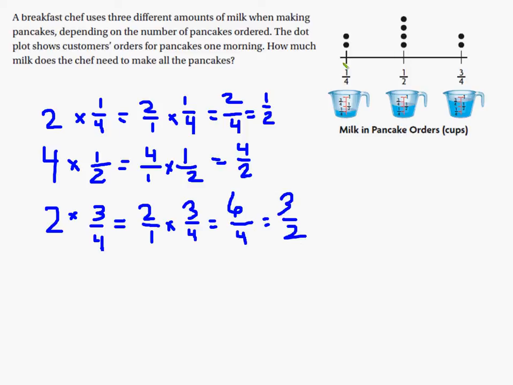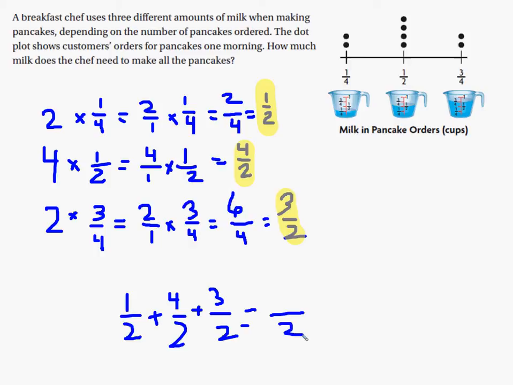So this is the total amount of milk that's needed for those people that are on a diet. They're not ordering very many pancakes. This is the amount of milk needed for all the people ordering lots of pancakes. And this is the amount of milk for everybody else in the middle. So we've got to add up all this milk now. They all have the same denominator, so that makes it very easy. 1/2 plus 4 over 2 plus 3 over 2.